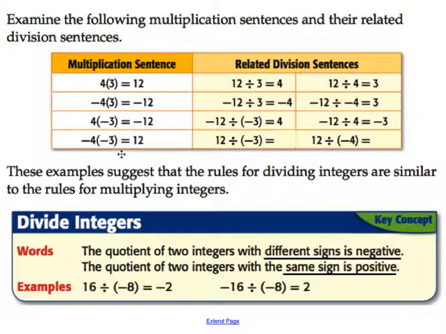And then lastly, -4 and -3. Since we got our -3 here, we should get our -4 factor. So you'll notice a pattern there, very similar to our multiplication. When we have different signs, our result is negative. When we have the same sign, our result is positive. So whether it's multiplication or division, the rules are the same.